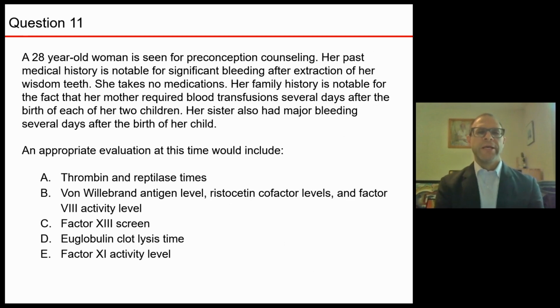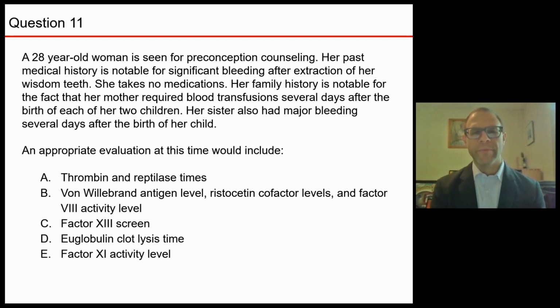Next question is a 28-year-old woman seen for preconception counseling. She had bleeding after wisdom teeth extraction in the past, but takes no medication now. Her family history is significant because her mother had a bleed after childbirth and needed to have a blood transfusion. Her sister also has had some bleeding problems. What's the next appropriate evaluation?